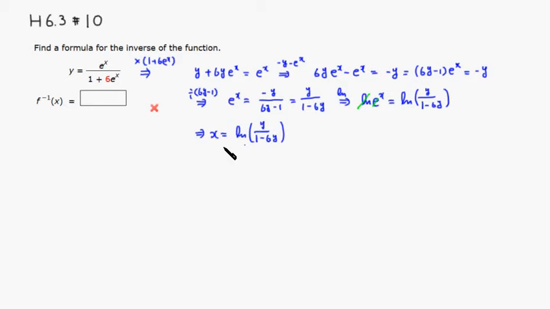Then we can exchange x and y, so with x and y exchanged, y is equal to natural log of x over 1 minus 6x. So this is going to be the inverse function. So it's natural log of x over 1 minus 6x.